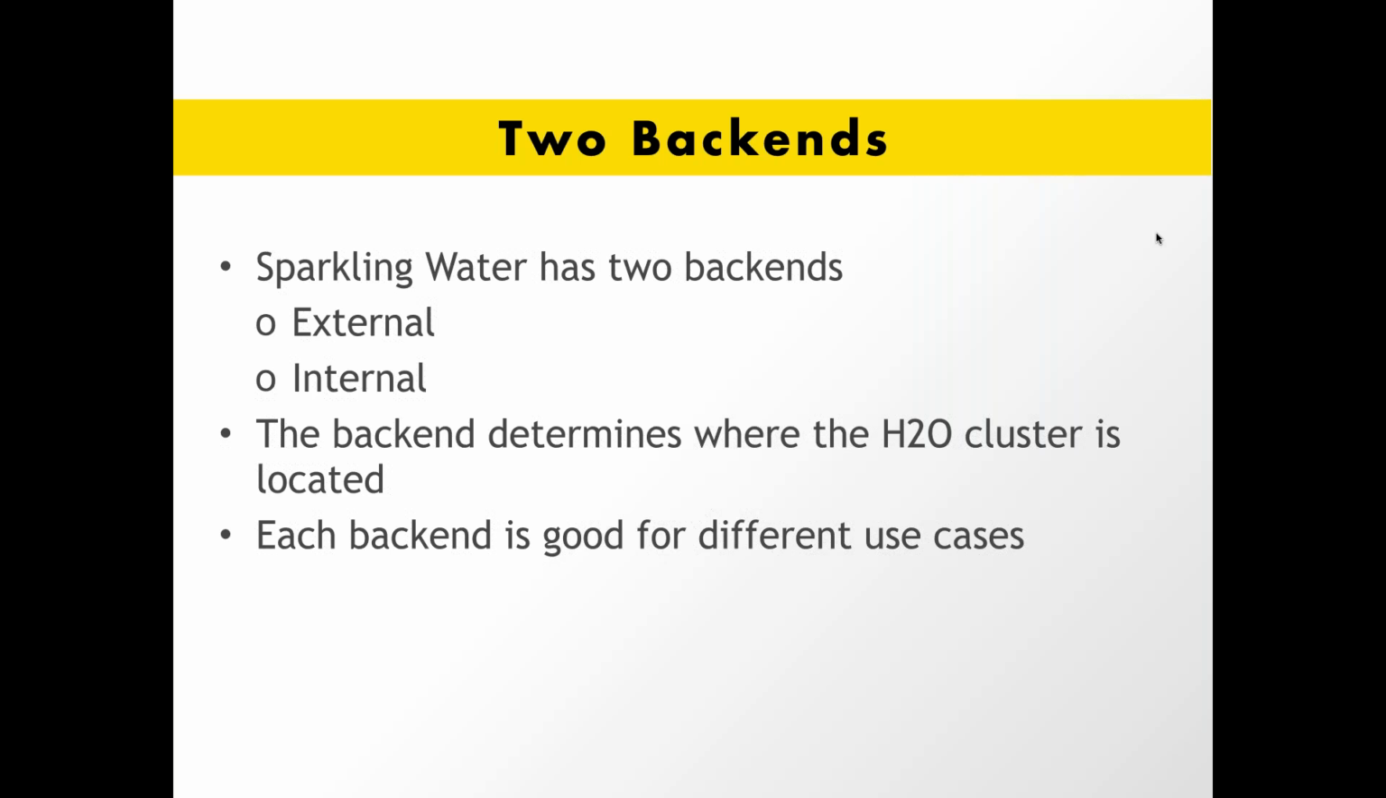So in Sparkling Water, we actually have two backends. One backend is called internal, and the second one is external. When Sparkling Water was developed, the internal was the only option, but over time we added the external backend. Basically, what the backend determines is where the H2O cluster is located, and each backend solution is good for different use cases, for different scale.